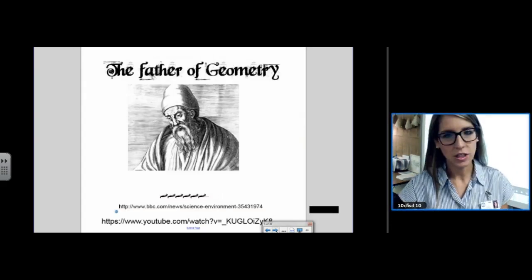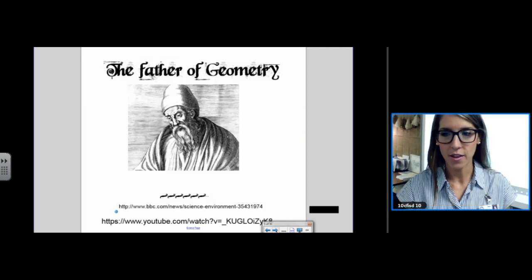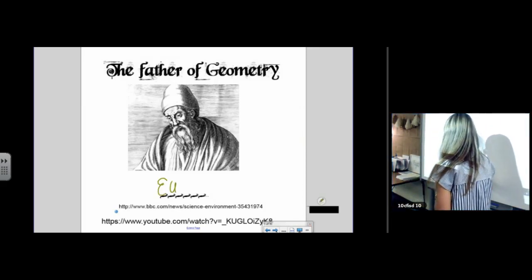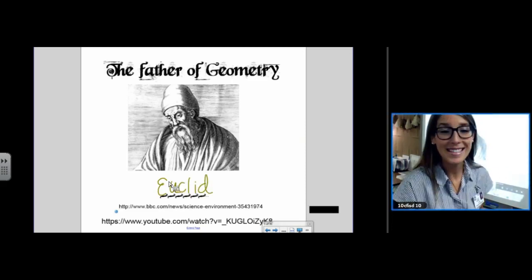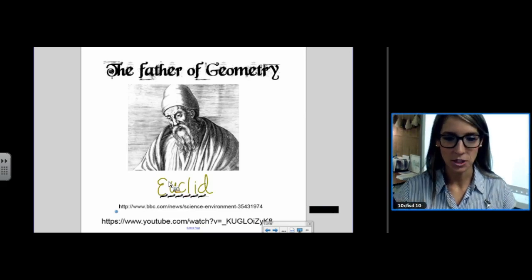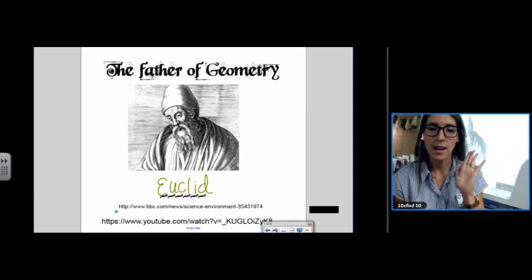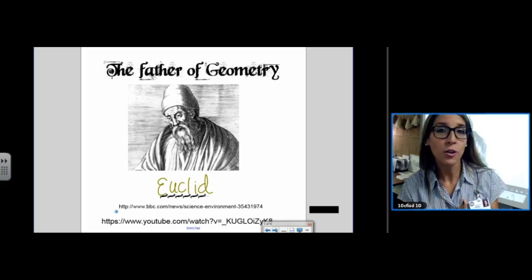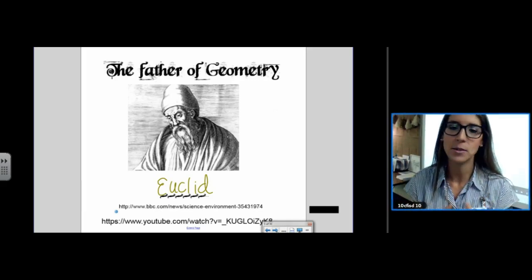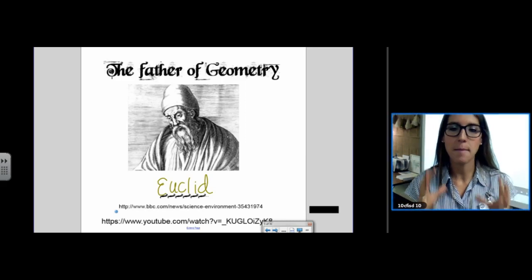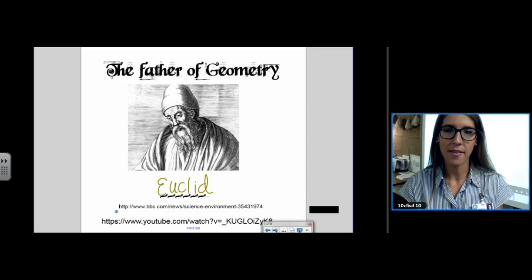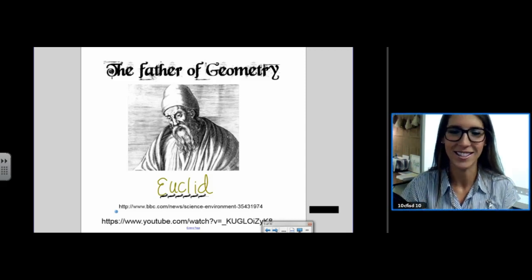This is Euclid. He's nicknamed the father of geometry. And the geometry that we study is called Euclidean geometry. There's other geometries out there. There's spherical geometry. There's something called taxicab geometry. But we are going to mainly focus on Euclidean geometry. If you want to learn in depth about those, go be a math major in college. All right.